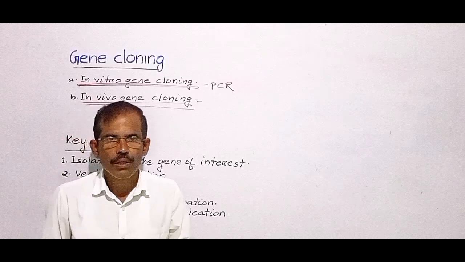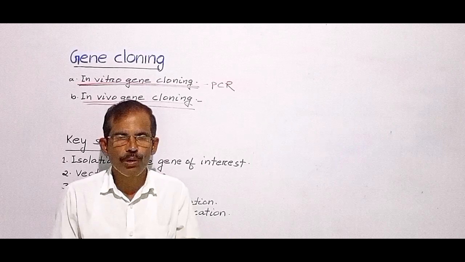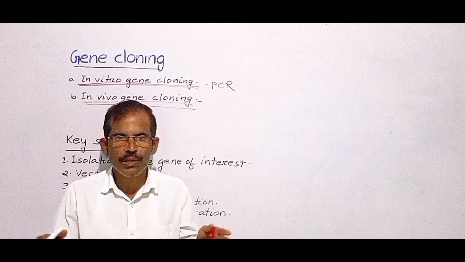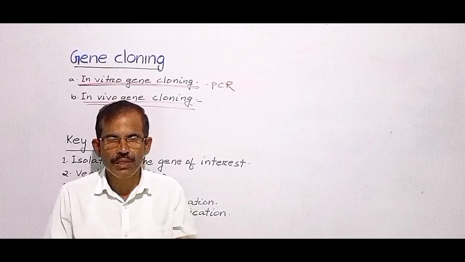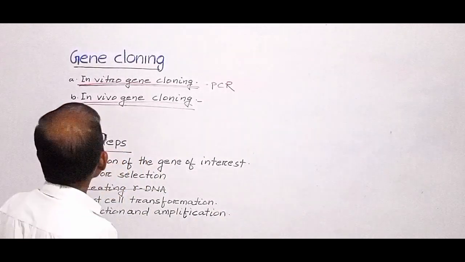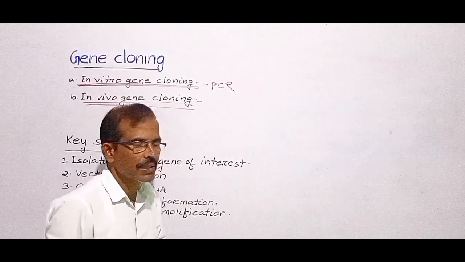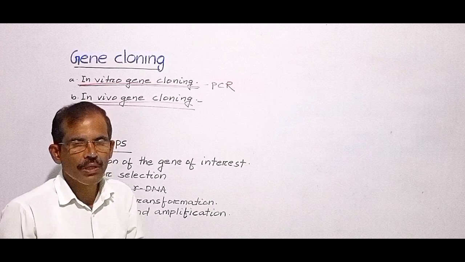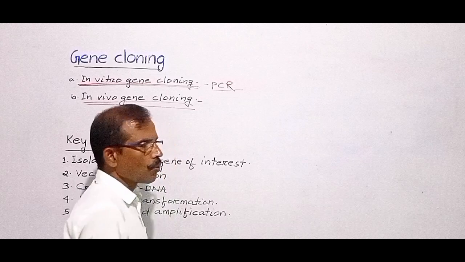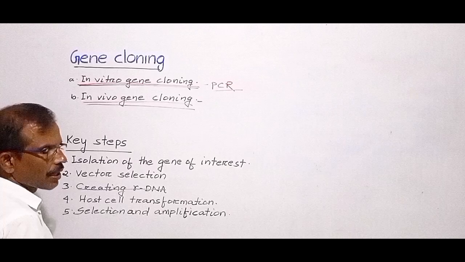Gene cloning is a process by which identical copies of a specific gene or a DNA fragment are produced by using genetic engineering techniques. There are two different methods of gene cloning. First one is in vitro gene cloning. It is also known as cell-free gene cloning, in which the gene is amplified by polymerase chain reaction without involving cells. Second one is in vivo gene cloning.